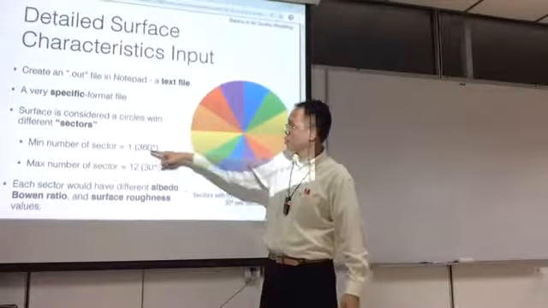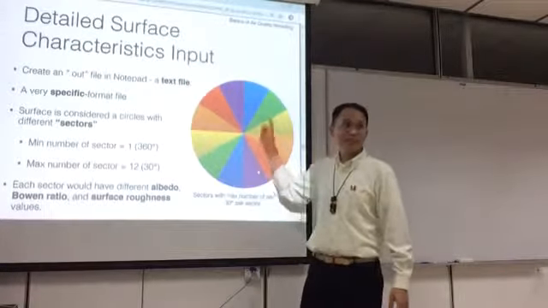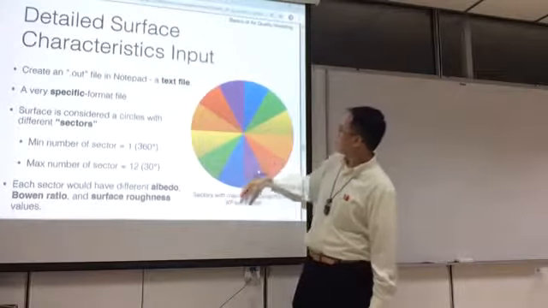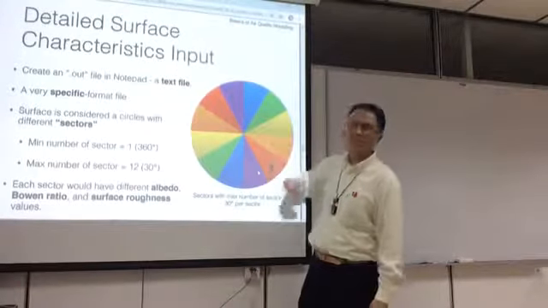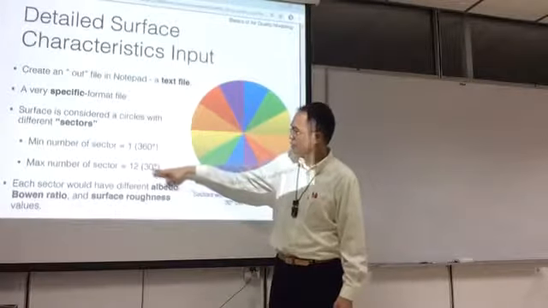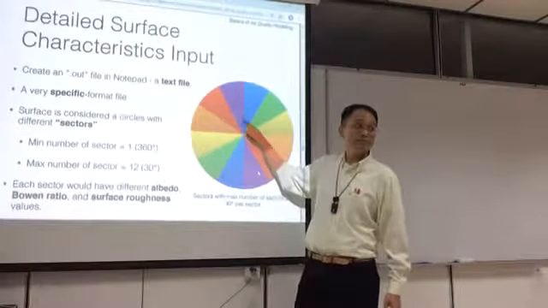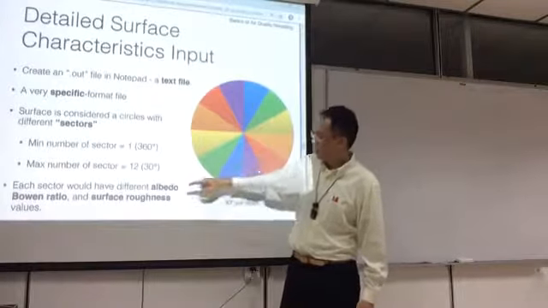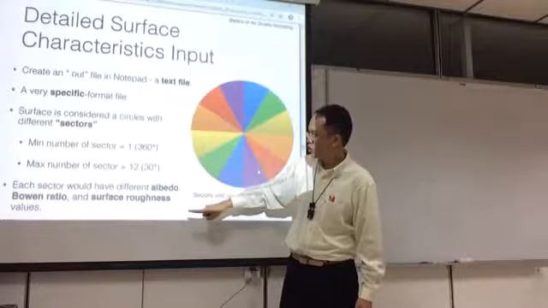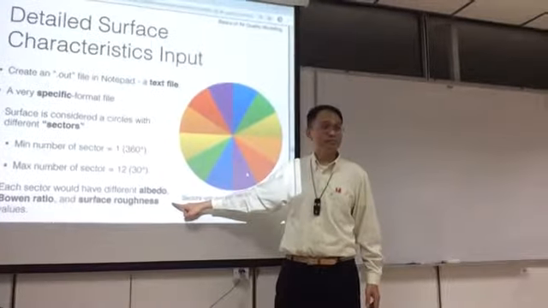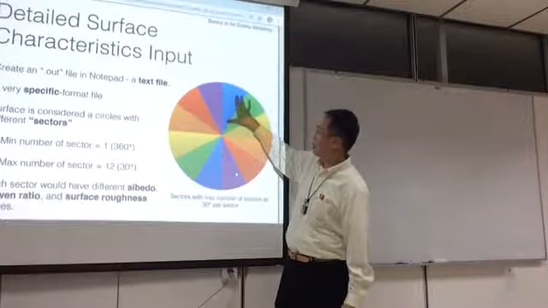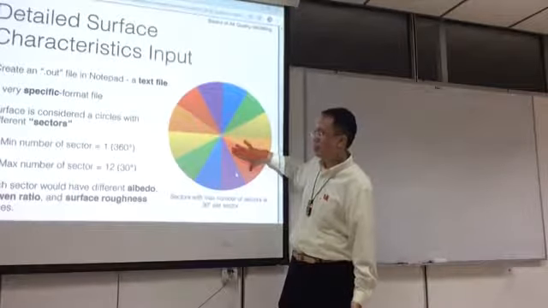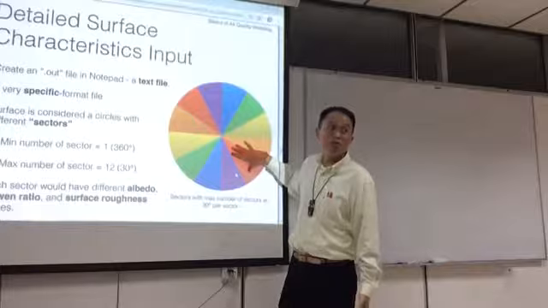This one I mentioned just now. Okay, the minimum number of sectors is 1. If 1, it means the entire thing is one sector, one circle. The maximum number of sectors is 12. I'm not sure, is this 12? 1, 2, 3, 4, 5, 6. Say 12. Each sector is 30 degrees. Yeah, 30 degrees, right? For each one. And each sector would have different albedo, Bowen ratio, and surface roughness values. Can you follow so far? So here would have a specific albedo, Bowen ratio, surface roughness. This one will have another albedo, Bowen ratio, surface roughness, and so on.